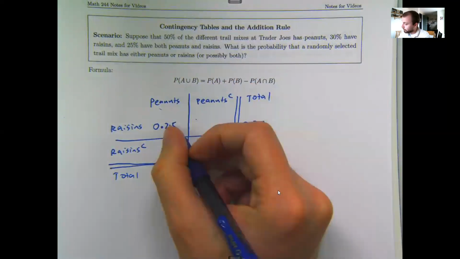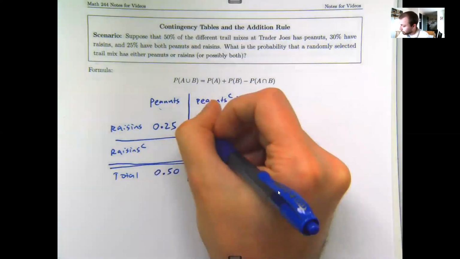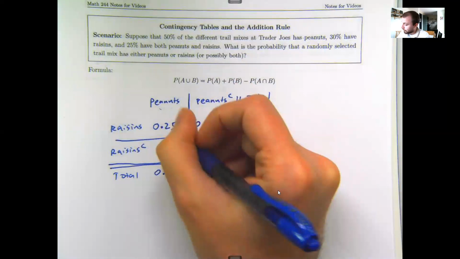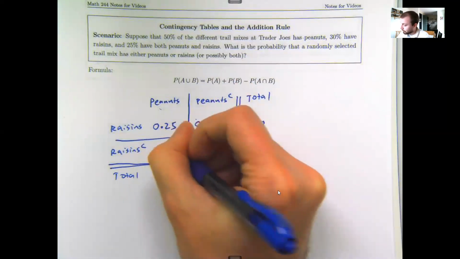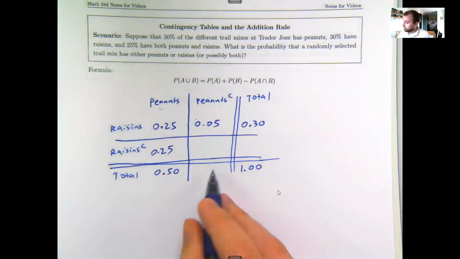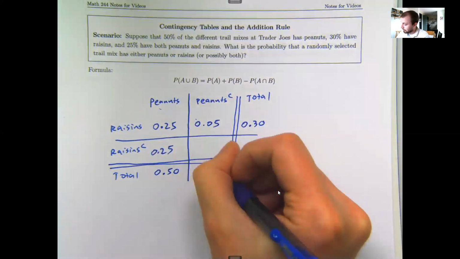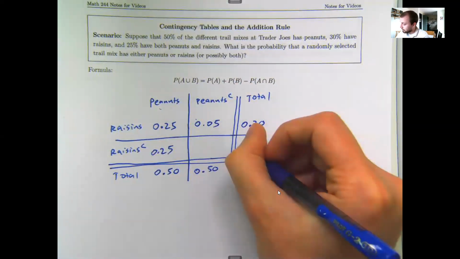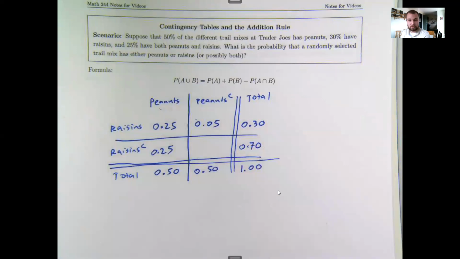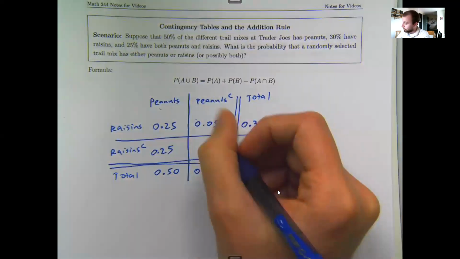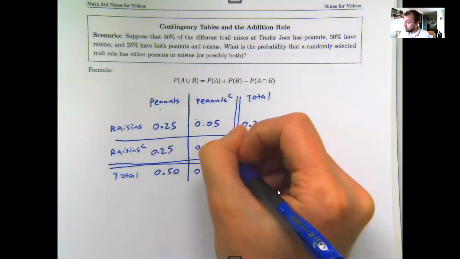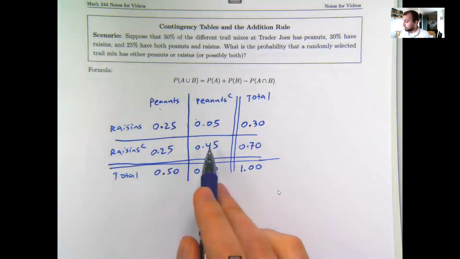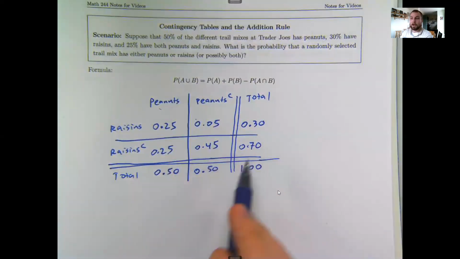So 25% and 5% yields 30. 25 and 25 gives me 50. 50 and 50 gives me 100. 30 and 70 give me 100. 5 and 45 give me 50. And 25 and 45 gives me 70. I'm double checking my work.